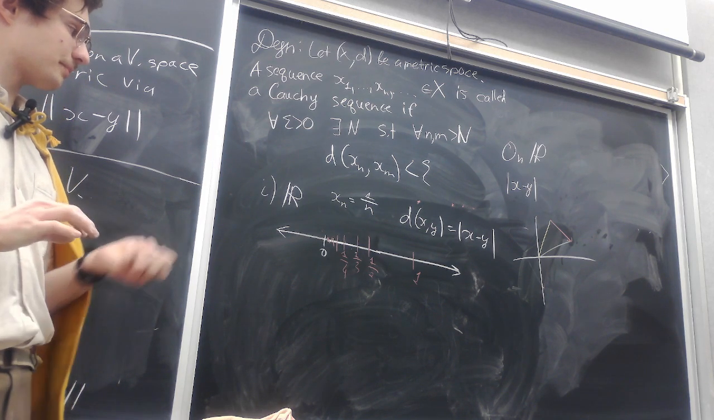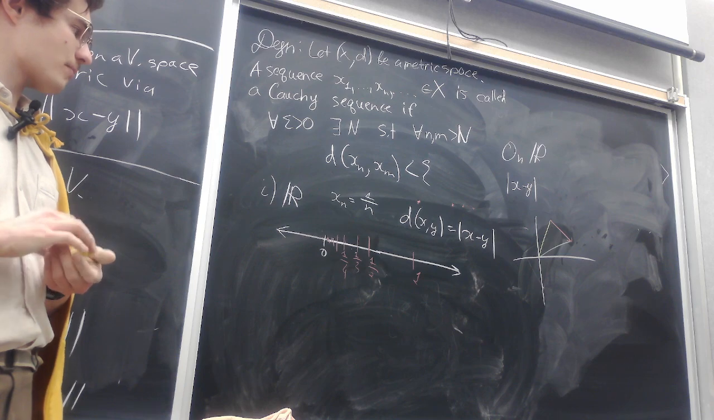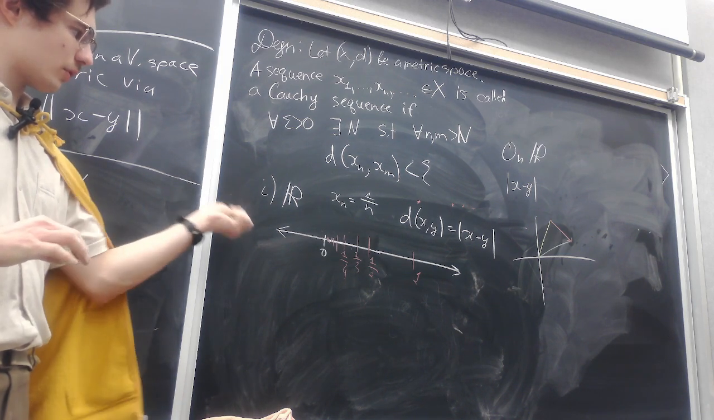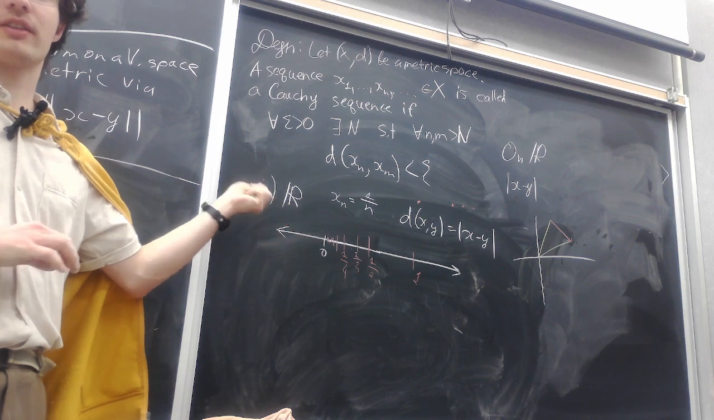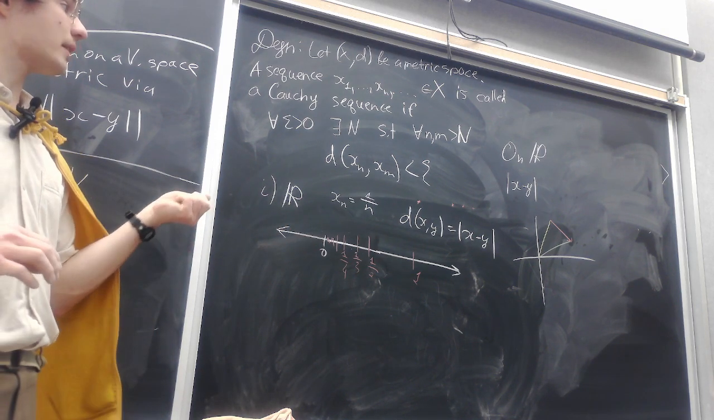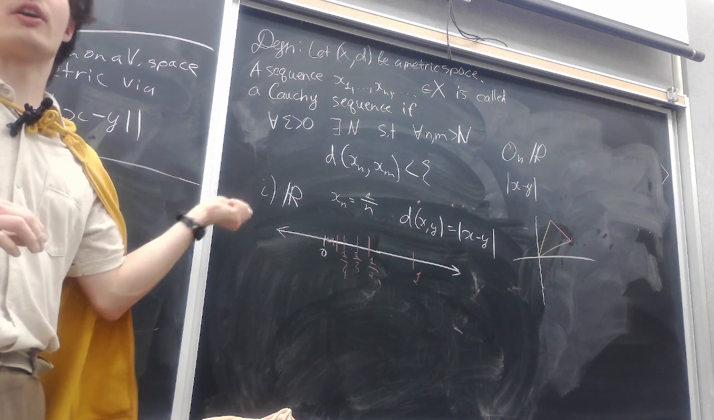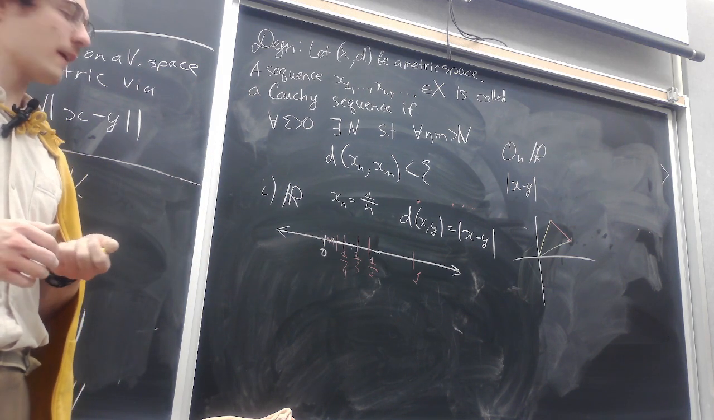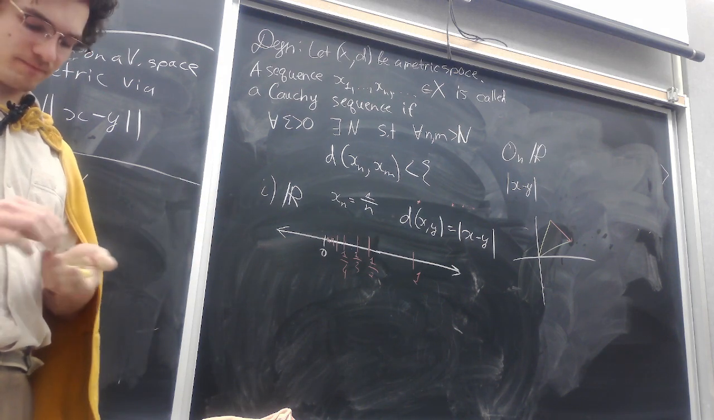Okay, so we get this. And so this converges. 1 over n has a limit, which is 0. Do you agree? And 0 is, in fact, a limit that is inside of R. Do you agree? 0 is in R. And this is a Cauchy sequence. Do you agree?